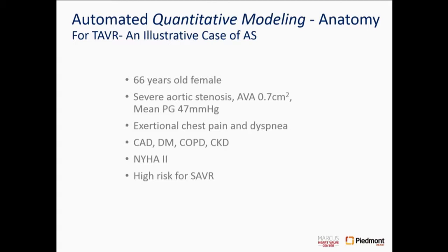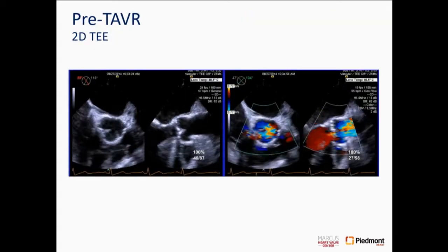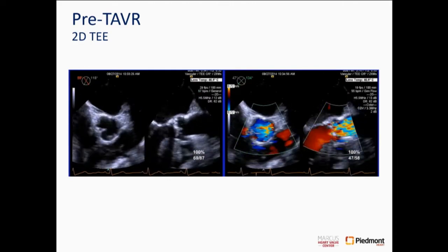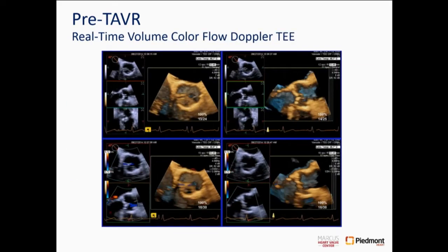We are collecting this data right now to see how 3D TEE works with clinical endpoints in those who cannot have contrast CT. So this is a 66-year-old lady, severe aortic stenosis, high risk for TAVR, chronic renal disease, elevated creatinine, and this is 2D of the aortic valve, calcified, restricted valve, and this is the 3D.